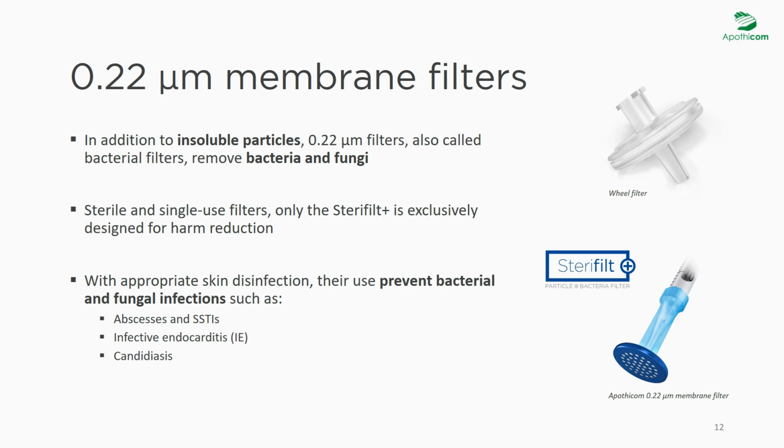The best filtration level that can be reached is the bacterial one, which corresponds to 0.2 micron, and so to bacterial filters. We can find such membranes in the Stereofill Plus and in some wheel filters as well. In addition to removing all particles, bacteria and fungi will be eliminated as well, considerably reducing infectious risks if other disinfection measures are also observed. We'll get back to that point in the last part of this presentation.